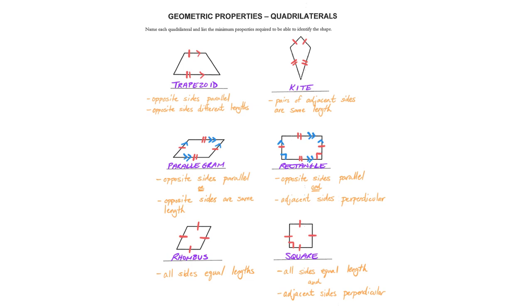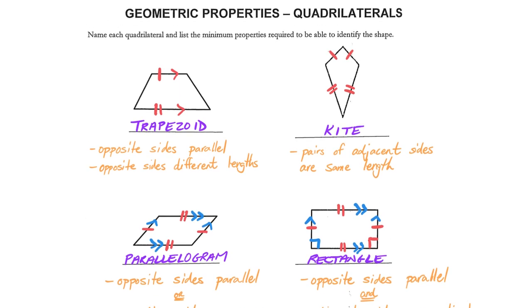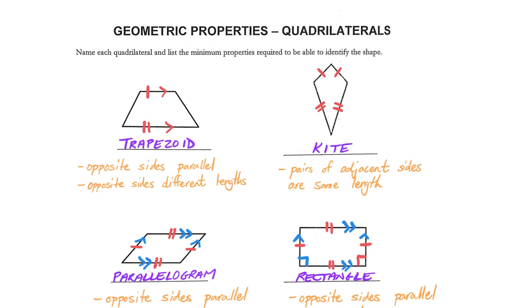Okay, let's jump in on that top row, the trapezoid and the kite. Okay, we're zooming in on that top row. And so all I'm going to do is take that page and take a look at the top two. So there's our trapezoid and our kite. Now, what am I talking about when I say name the minimum properties required to identify the shape?